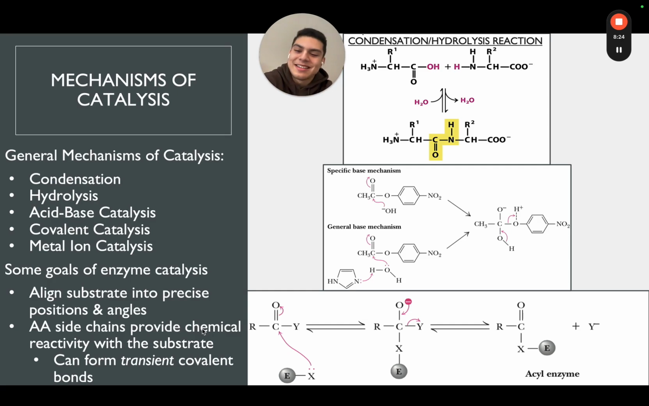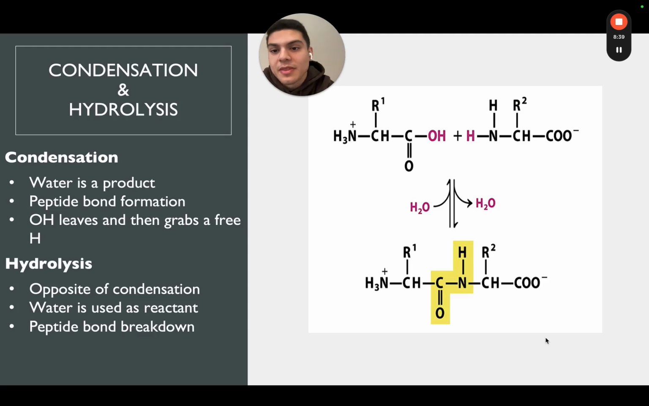The amino acid side chains provide chemical reactivity with the substrate. These amino acid side chains are found in the enzyme itself, and so that's what's going to interact with the substrate and can form these transient covalent bonds, again, like in this covalent catalysis here.